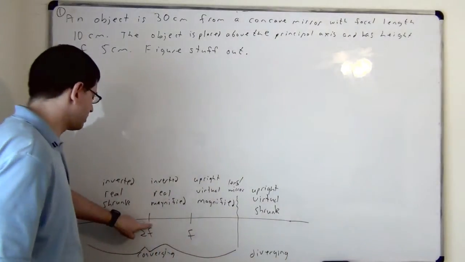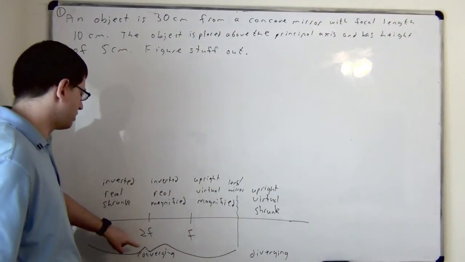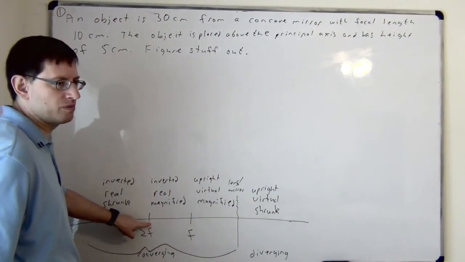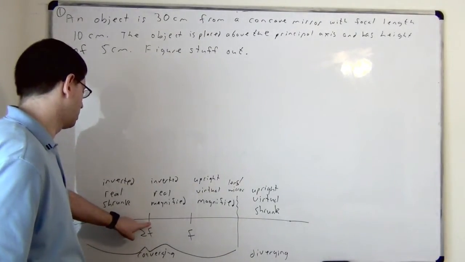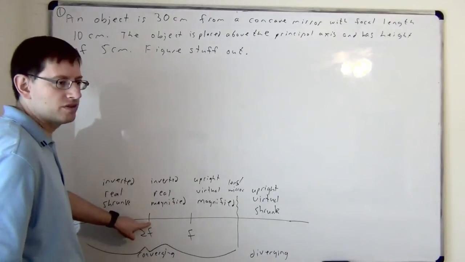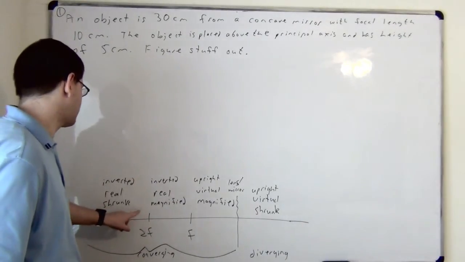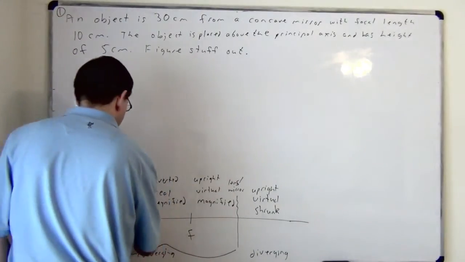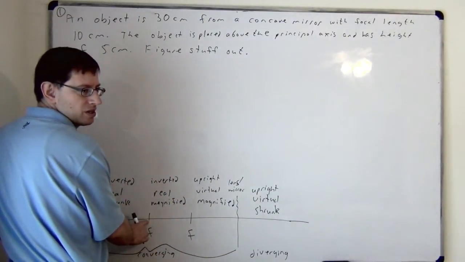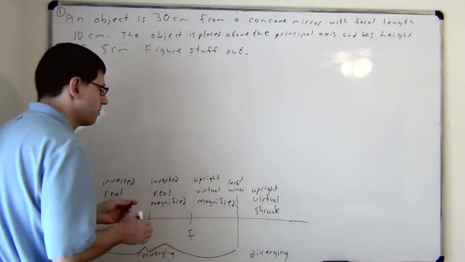By the way, this is an interesting special case. If you have a converging device and we put the object here, what happens to the image? Inverted, real, same size. So that's an interesting special case. Notice that halfway between shrunk and magnified would be same size. So if we're right here, that would be a same size image. Right? Okay, neither magnified nor shrunk.